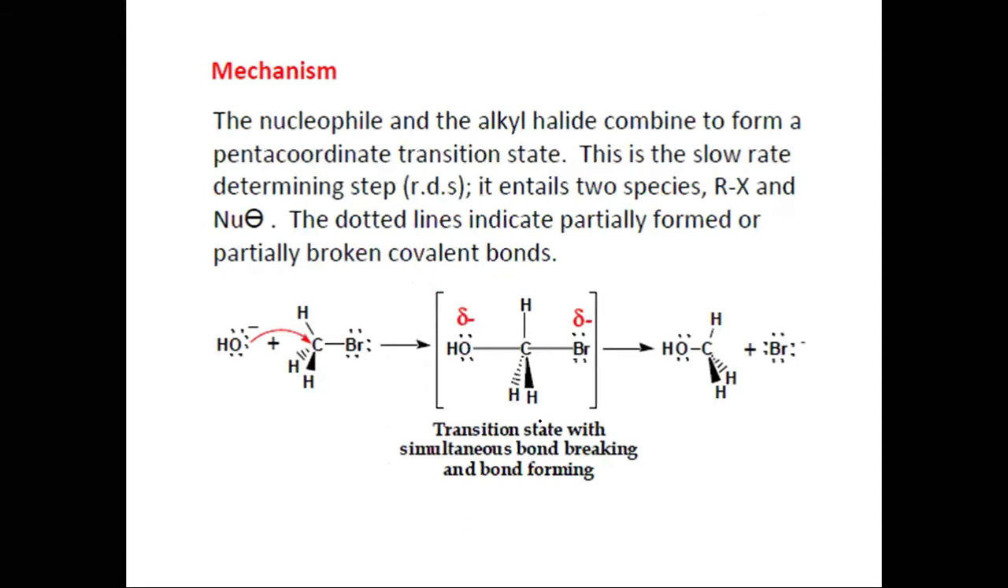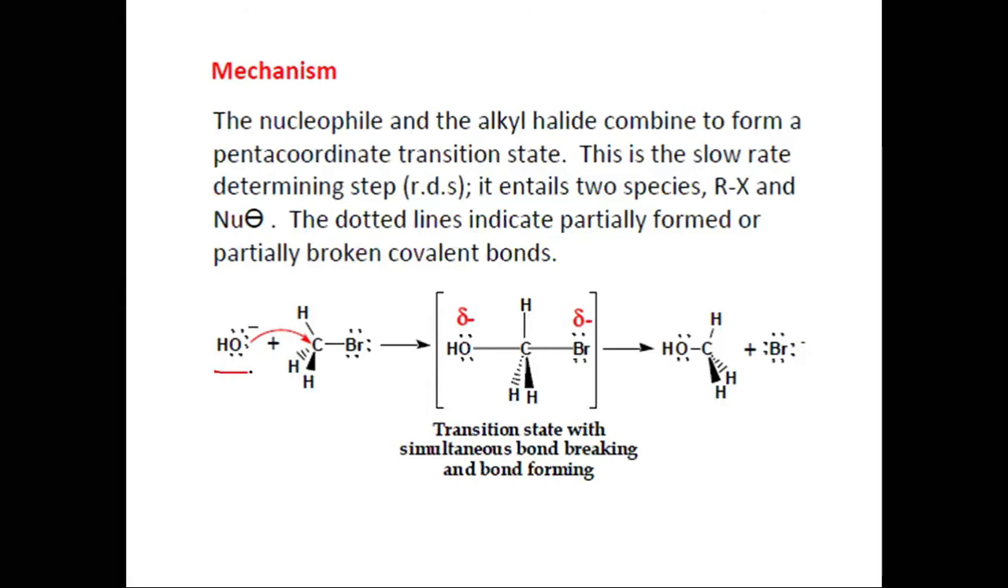So coming to the mechanism part of SN2, the nucleophile and alkyl halide combine to form a penta-coordinated transition state. In this case, you need to have a transition state wherein the carbon has 5 bonds. So that's why pentacoordinate transition state formation is the rate determining step in the SN2 mechanism.